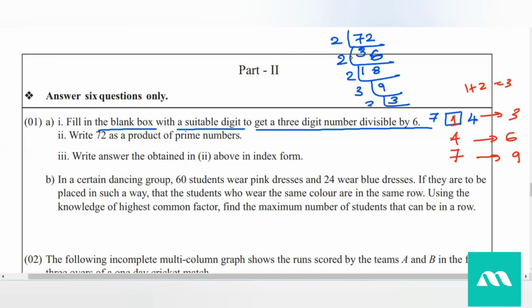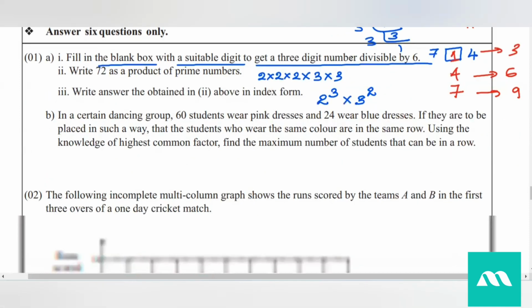Okay. It is then, how we write this as a product of primes: 2 into 2 into 2 into 3 into 3. Then when we write this in index form, 2 is repeatedly multiplied 3 times, so 2 to the power of 3. 3 has been multiplied 2 times, so 3 to the power of 2. This is how you should have written the answer.